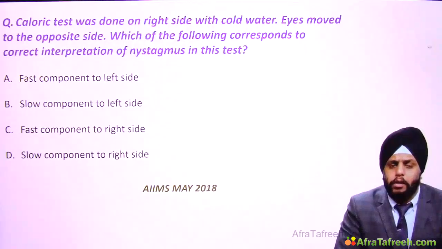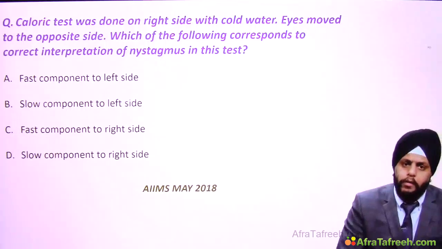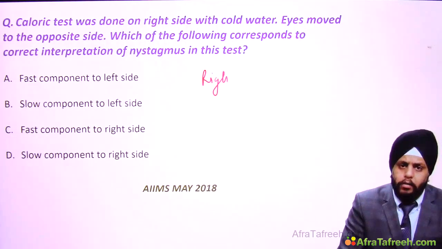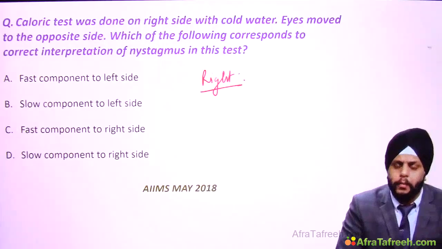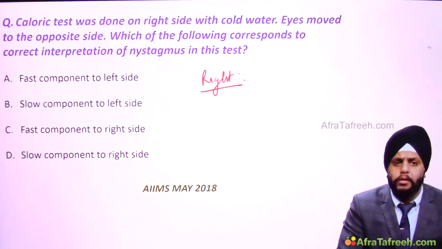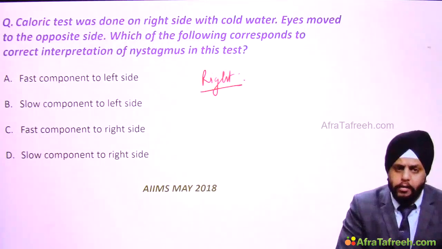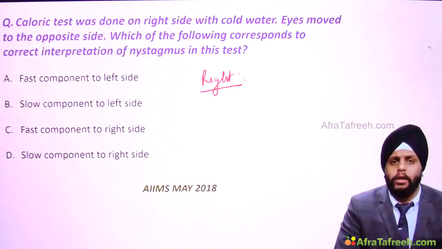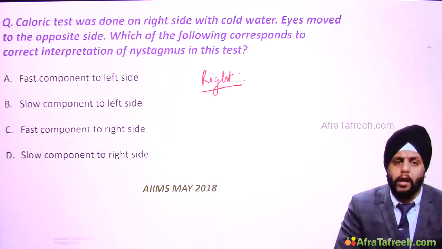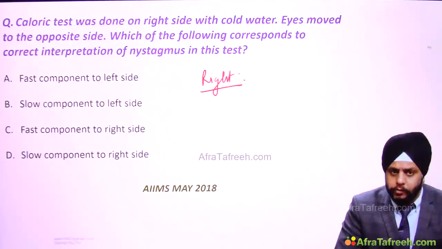Caloric test was done on the right side with cold water. Okay, so right side we did it with cold water. Eyes moved to the opposite side, of course. If you give a cold stimulus, the eyes will go towards the left side. The fast component is opposite. We know that mnemonic. Which of the following corresponds to the correct interpretation of nystagmus in this test?